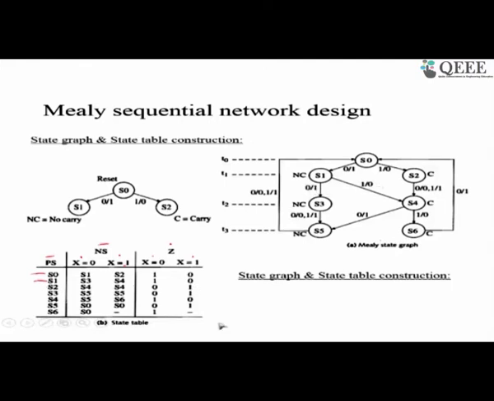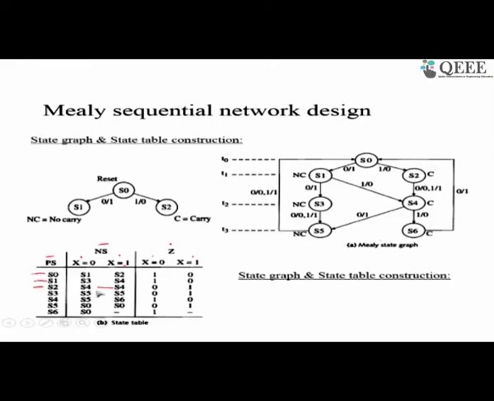How about in S2? From S2 we always go to S4. For 0 we produce 0, 1 we produce 1. So we have a 0 bar 0 transition, 1 bar 1 transition. From S2 we always go to S4. This is what happens. Okay.